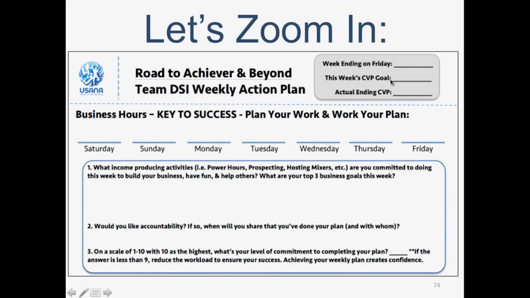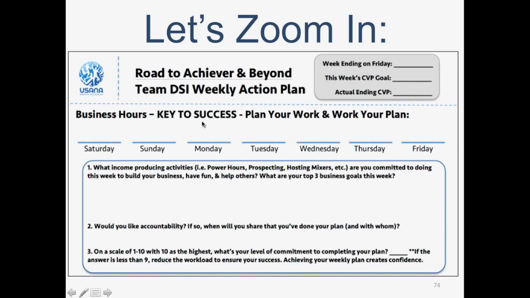Your CVP goal is your check. CVP stands for commission volume points. You want that to be $400 or more. And you might say, well, geez, Jared, I've only ever made a $30 check or a $100 check or whatever you've made. Always make your goal 400 until you achieve it and then go beyond that because, again, 400 is the achiever status. And then you write down what your week ending check actually was here in this space.